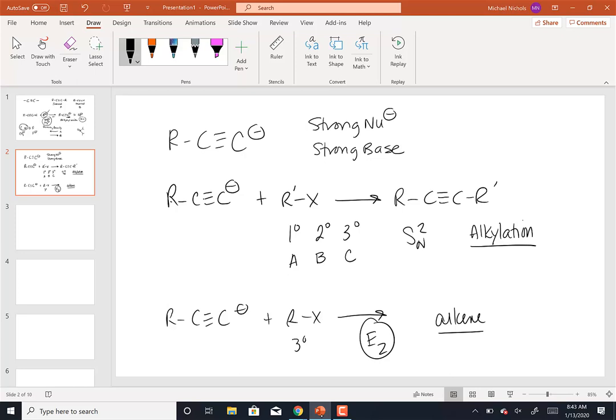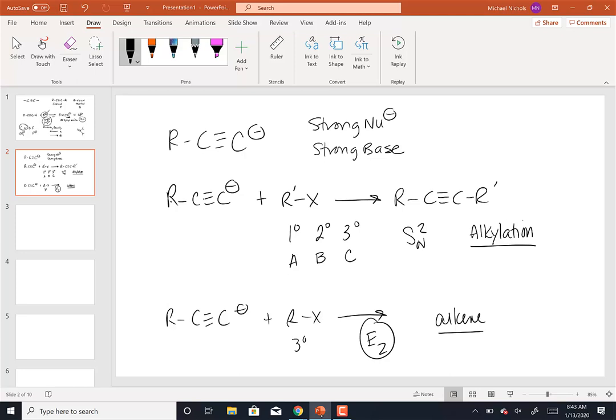So this is a way of cheating at synthesis. Remember, the overall goal here is, how do I make a triple bond? Well, the cheating method to make the triple bond is start with a triple bond, deprotonate it, alkylate it, and I've got a triple bond. But to me, that's cheating, because I already had a triple bond to start with.